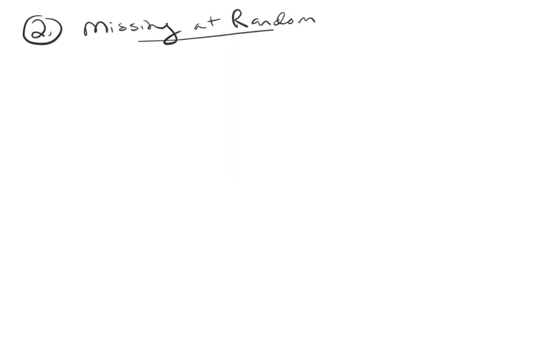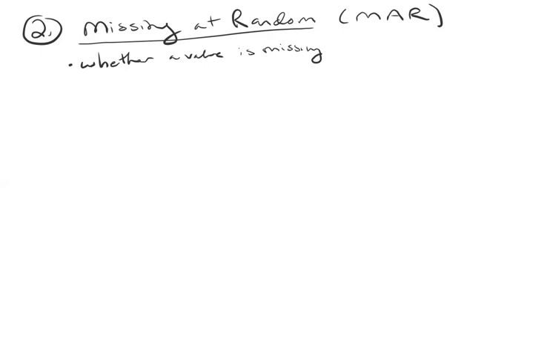The second type of missing data is called missing at random. And so here I think you're seeing why perhaps these names are not ideal, because one is missing completely at random and then a different concept is missing at random. So this is MAR as opposed to MCAR. Here's the idea. Whether a value is missing is correlated with other information in the data set.